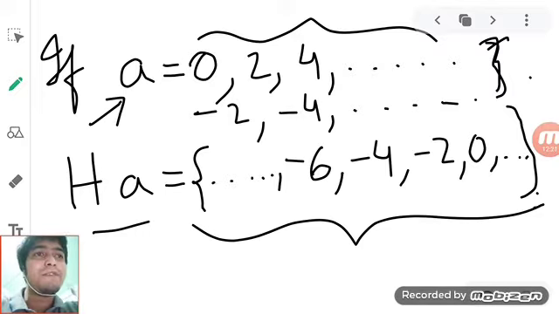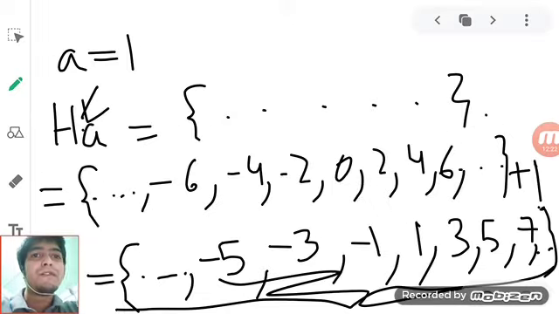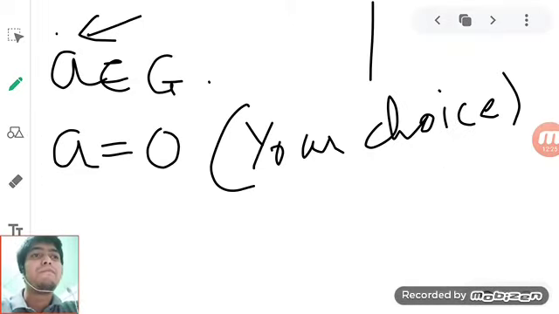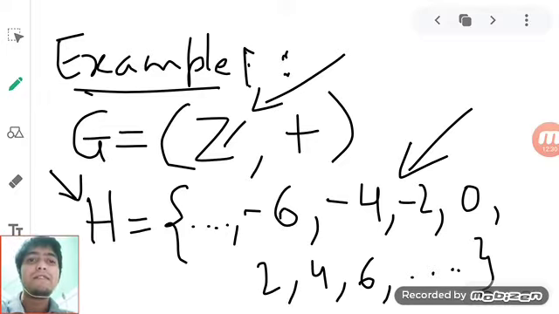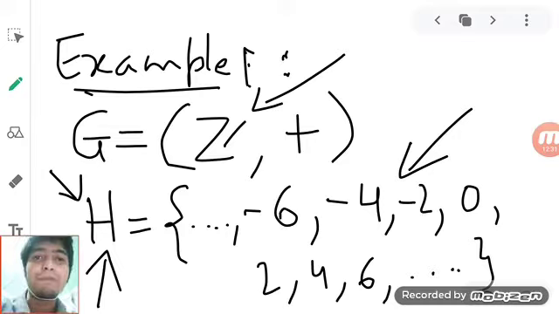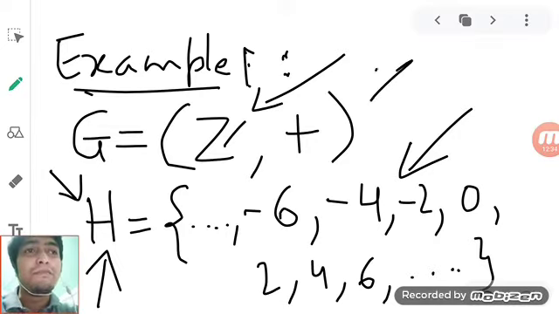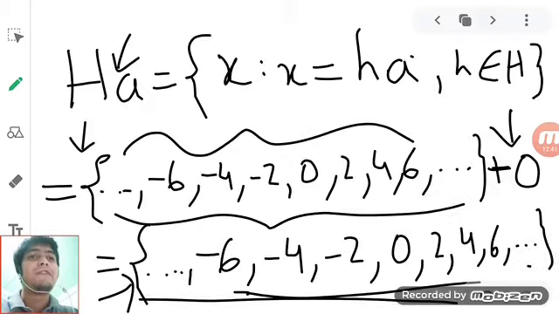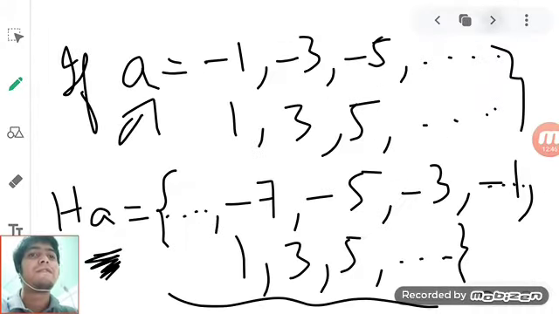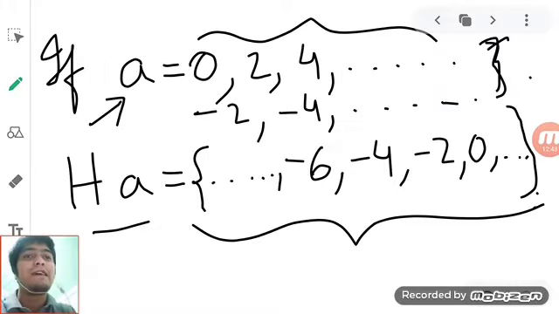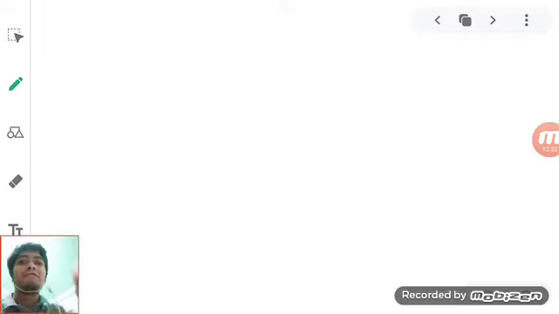Okay, so for this particular subgroup H in this group G, we are having only two distinct cosets. Okay, the only possible distinct cosets are this one and this. Okay, so let me just write it down.